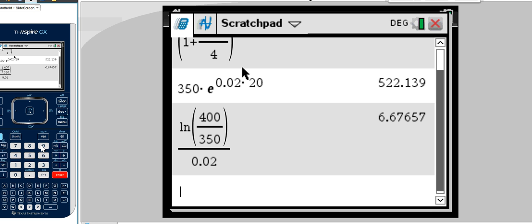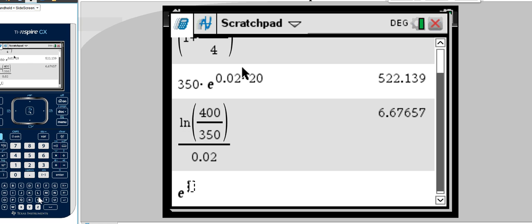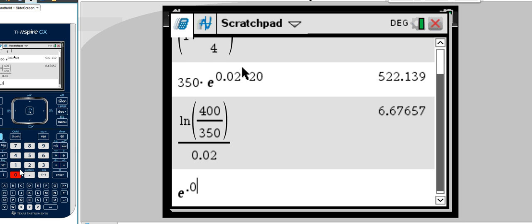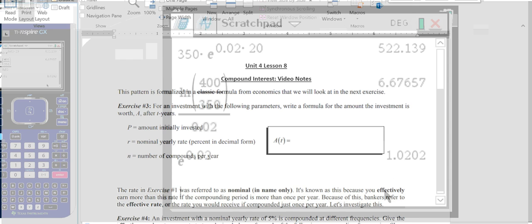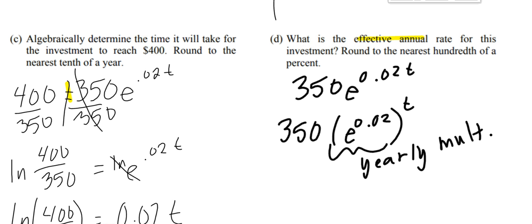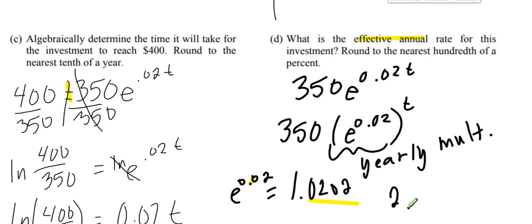I'm going to go to my calculator and I'm going to put e to the 0.02 power, and I get 1.0202. So I'm going to get 1.0202, and that's e to the 0.02 power. Well, then I'm just looking, remember, I'm just looking at this part, so my effective rate is going to be 0.02%, because you have to turn that decimal into a percent. So you multiply by 100.